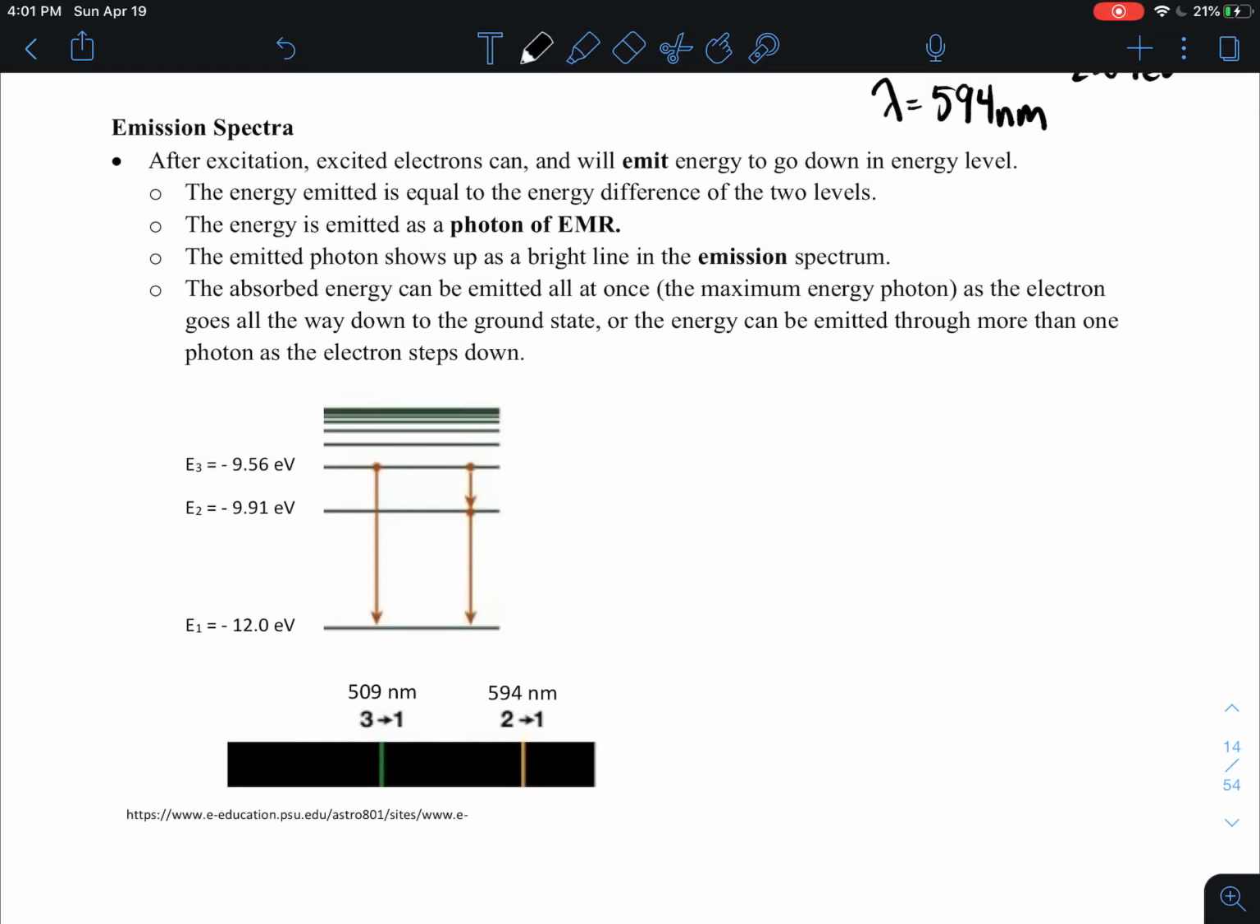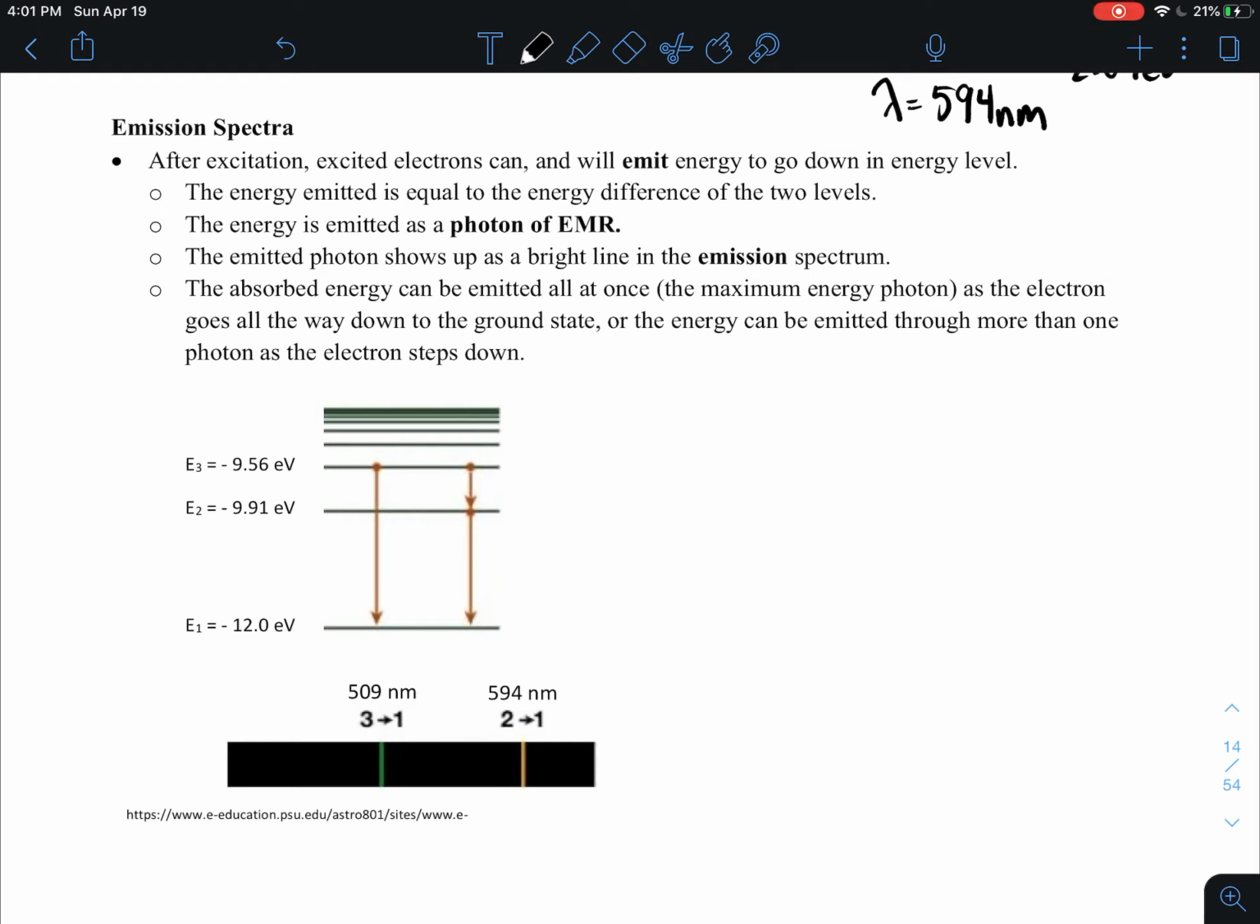Emission spectra. After an atom is excited, sometimes it releases energy to go down. The energy emitted is equal to the energy difference between the two levels. The energy is emitted as a photon of EMR. It will show up as a bright line in the emission spectrum.